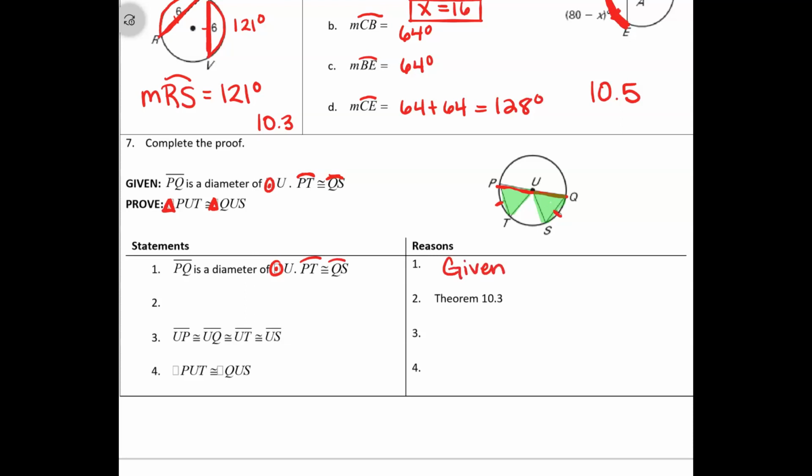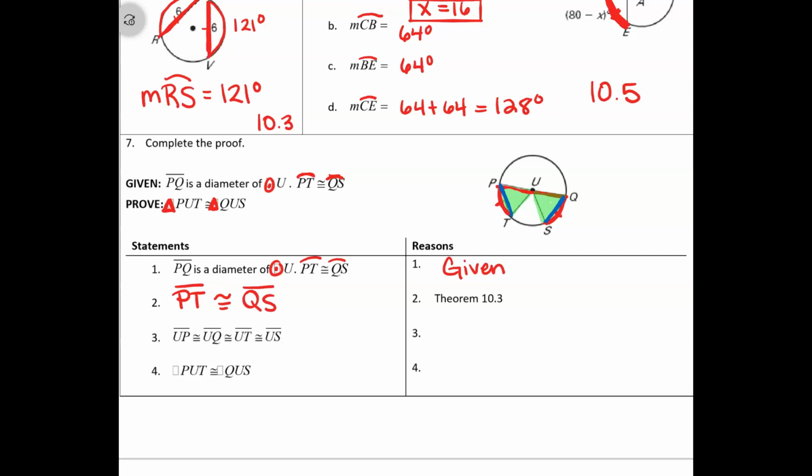Number 2, I'm asking you to do theorem 10.3. So recall what theorem 10.3 is. It was a biconditional. If this arc in the same circle is congruent to this arc, then that chord and that chord will be congruent. So we can say chord or segment PT is congruent to segment QS by theorem 10.3.